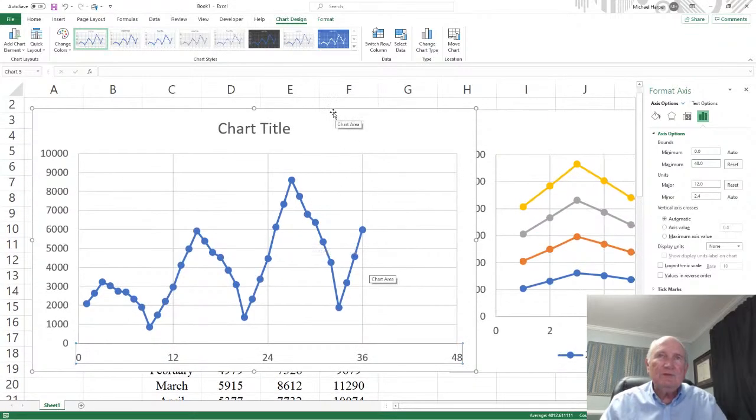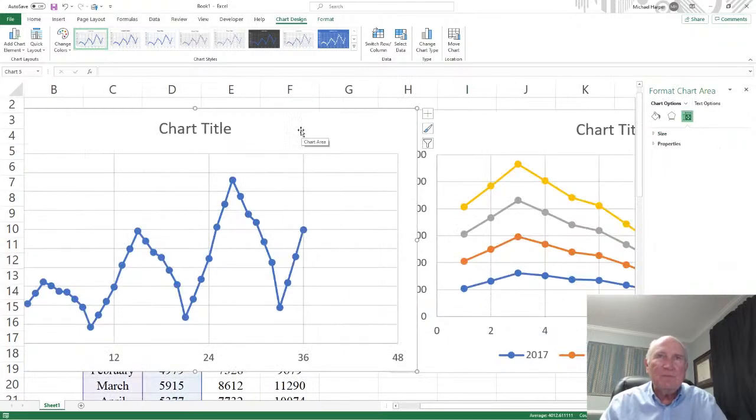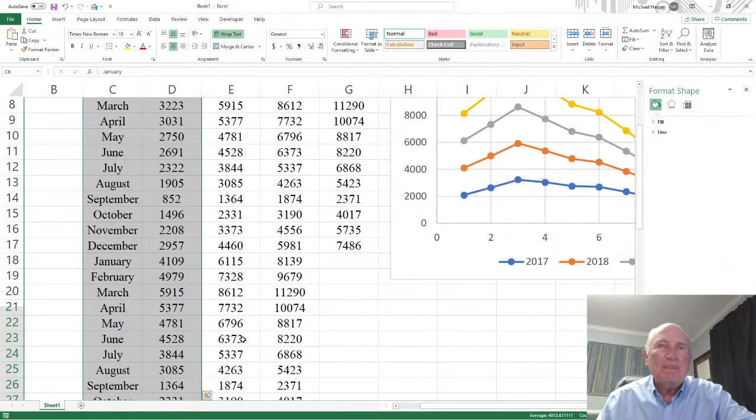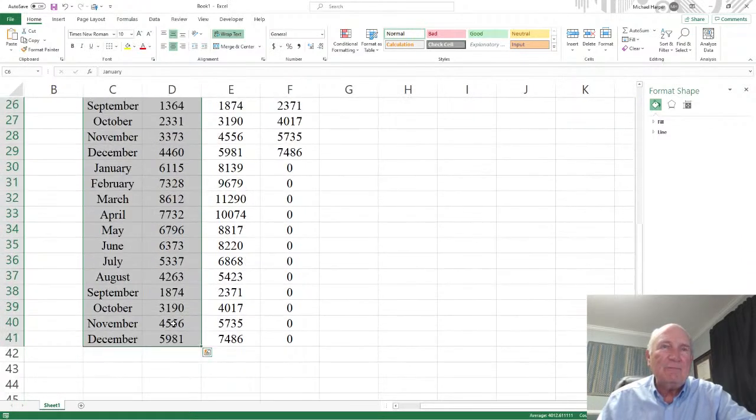Whoops. There's only 3 years here. I lost a year there somewhere. So let's do it again. Here's the first year, second year, third year, fourth year. Yep, it's all there.